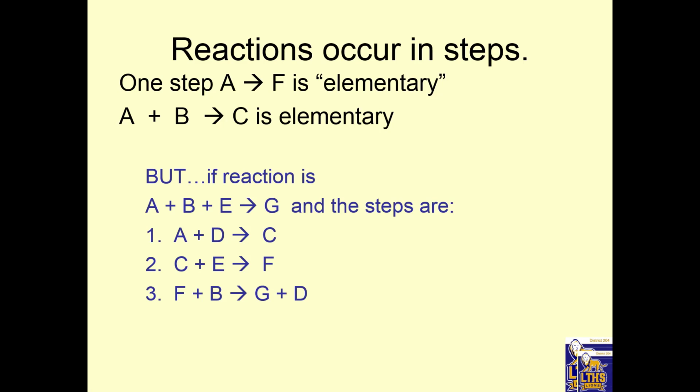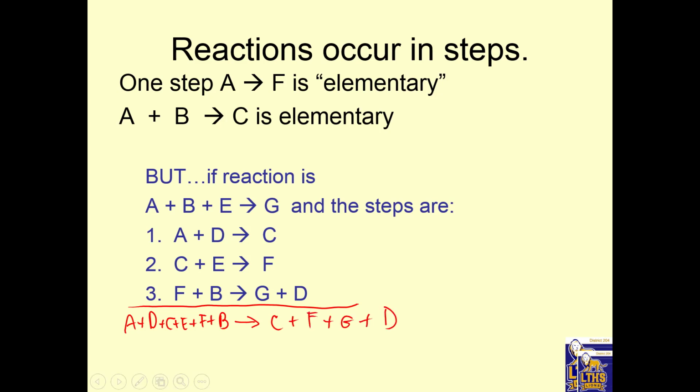Okay, so what do you do to see the overall reaction? Whoops, I totally missed that, right? I'm going to try that again. We're going to add them up, all right? Just like these are equal signs in math, all right? We have A plus D plus C plus E plus F plus B. Whoa, that's a lot. Gives us C plus F plus G plus D.